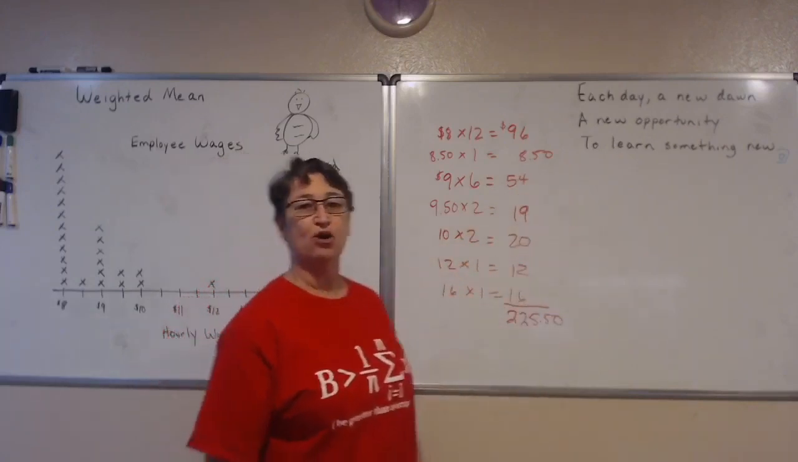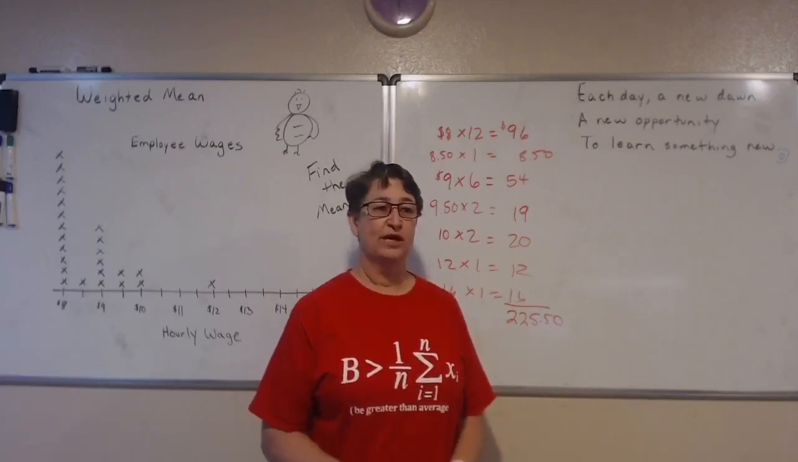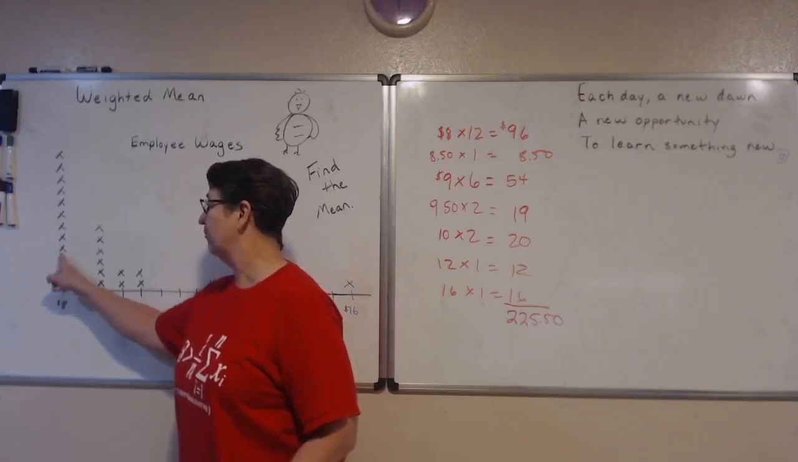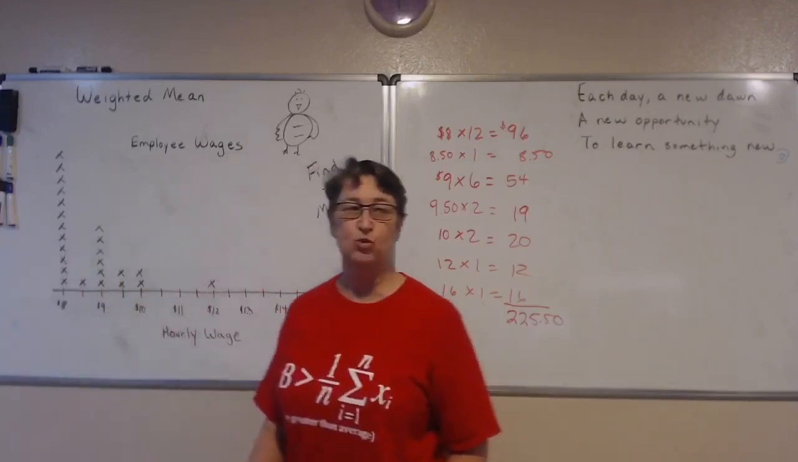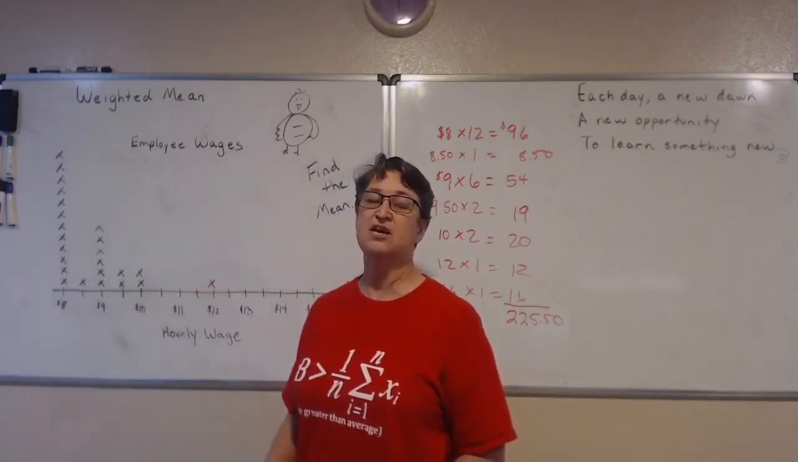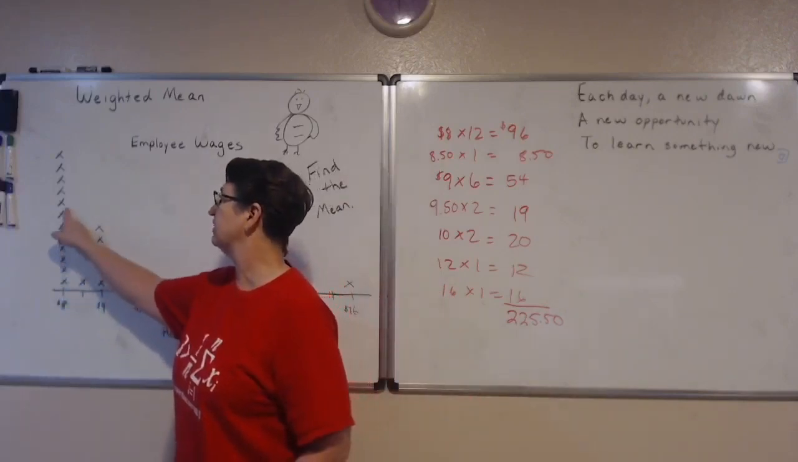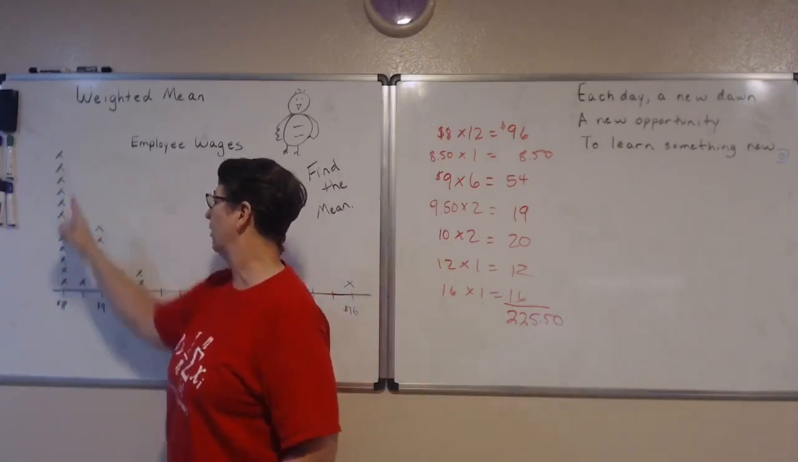Well, you told me earlier it was the number of employees. So, good. I'm just going to count how many employees. And remember, each one of these dots represents an employee. So I've got 1, 2, 3, 4, 5, 6, 7, 8, 9, 10, 11, 12, 13.